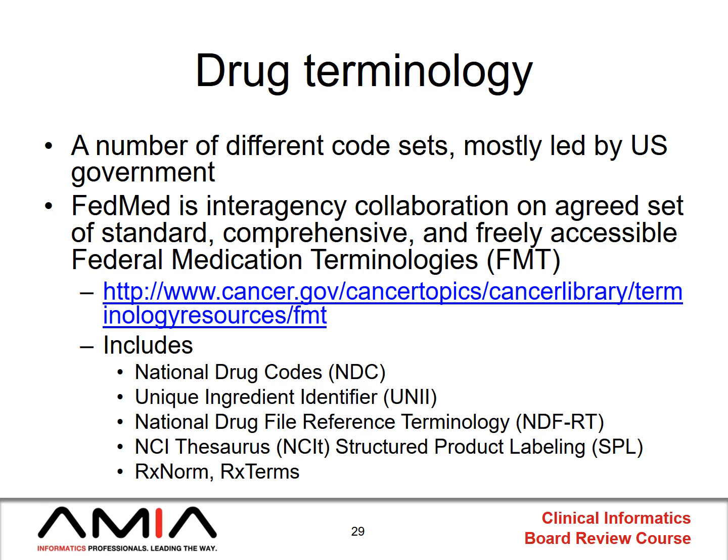And these terminologies include, which we'll discuss in the coming slides, the National Drug Codes, or NDC, the Unique Ingredient Identifier, or UNII, the National Drug File Reference Terminology, NDFRT, the NCI Thesaurus, Structured Product Labeling, or SPL, and then a system called RxNorm, which includes RxTerms.